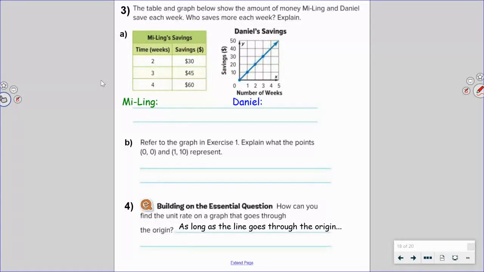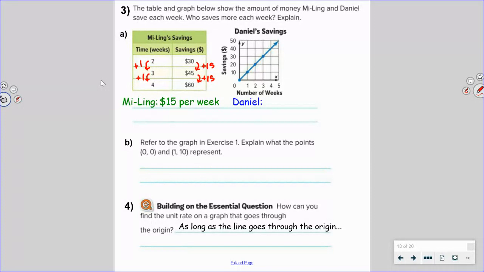All right, let's wrap it up with your last example in your notes. The table and the graph below show the amount of money Mealing and Daniel save each week. Who saves more each week, and explain. All right, first things first, I'm going to examine Mealing. I'm going to look here and ask, okay, does it in fact have a constant rate of change? The first change is $15 for 1 week. The next change is $15 for another week. So Mealing does have a constant rate of change, $15 per week.